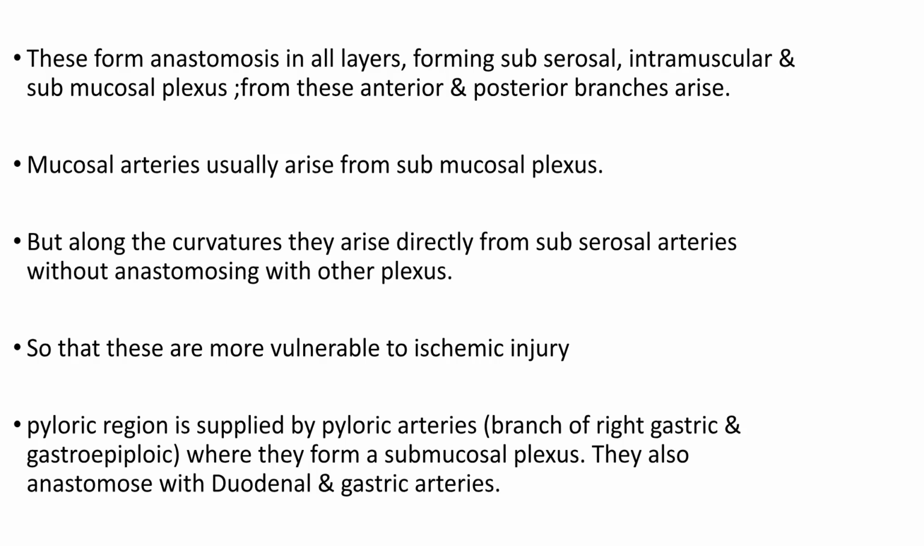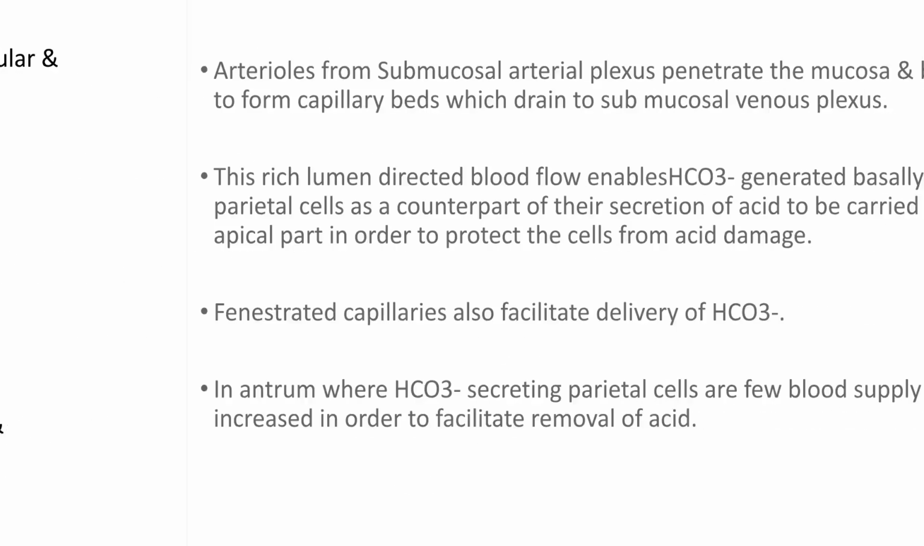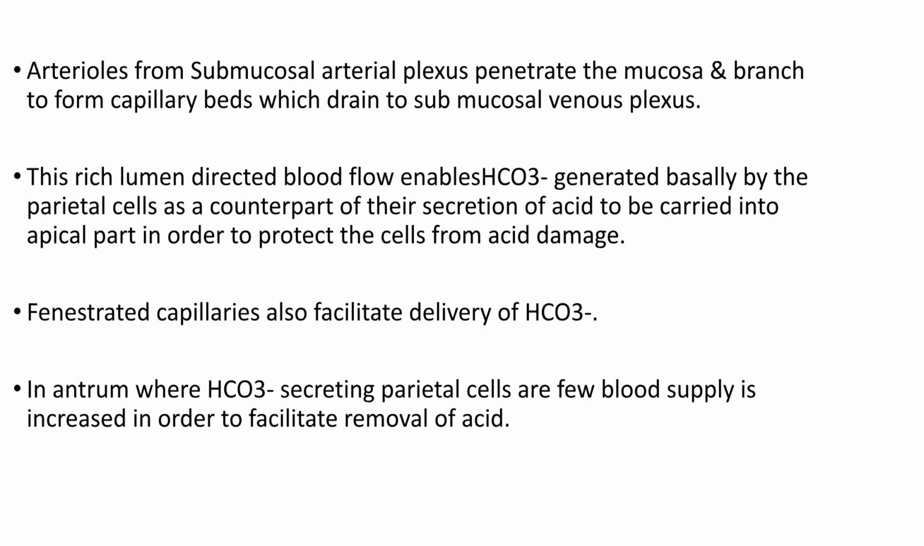Mucosal arteries usually arise from the submucosal plexus. However, along the curvatures, they arise directly from subserosal arteries, making them vulnerable to ischemic injury. Arterioles from the submucosal arterial plexus penetrate the mucosa, forming capillary beds that drain to the submucosal venous plexus. This rich blood flow carries bicarbonate to protect cells from acid damage, a process facilitated by fenestrated capillaries.